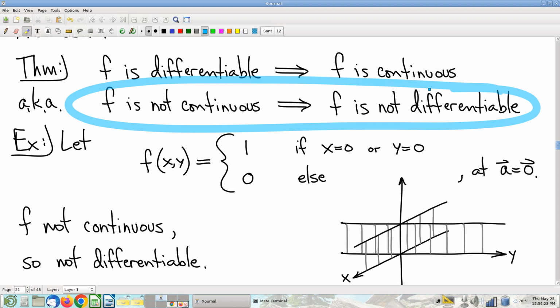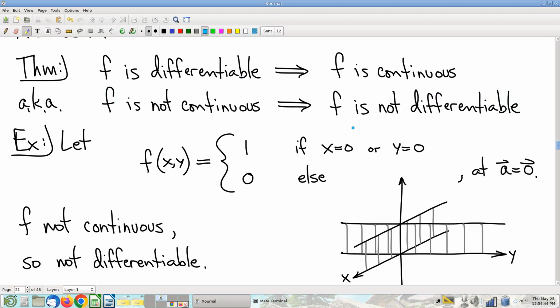The contrapositive of P implies Q is not Q implies not P. Right? If you kind of think it through, they mean the same thing. They're just kind of grammatically different. Like one is active tense, one is passive tense, or something along those lines. But they mean the same thing.